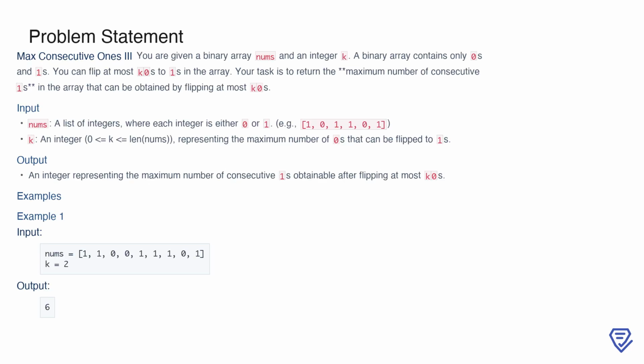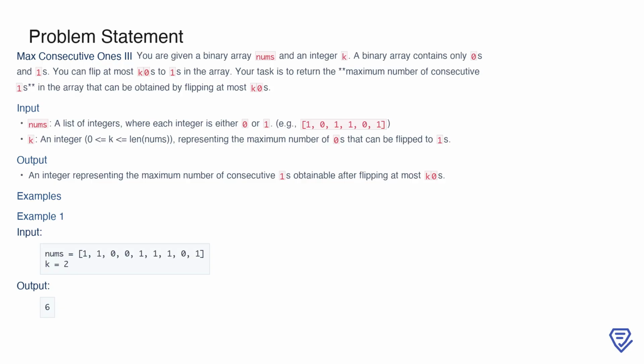In this problem, we are working with a binary array called nums, which contains only 0s and 1s. Along with this array, we are given an integer k. The task is to determine the maximum number of consecutive 1s we can achieve in the array by flipping at most k 0s to 1s. Flipping means we can choose up to k indices in the array where the element is 0 and turn those values into 1. The ultimate goal is to return the length of the longest sequence of consecutive 1s we can obtain after making these flips.